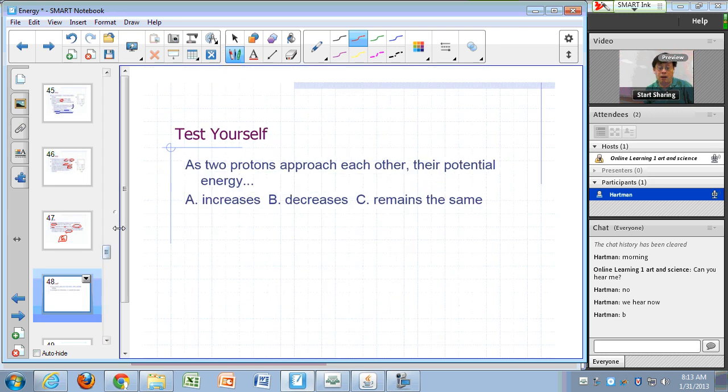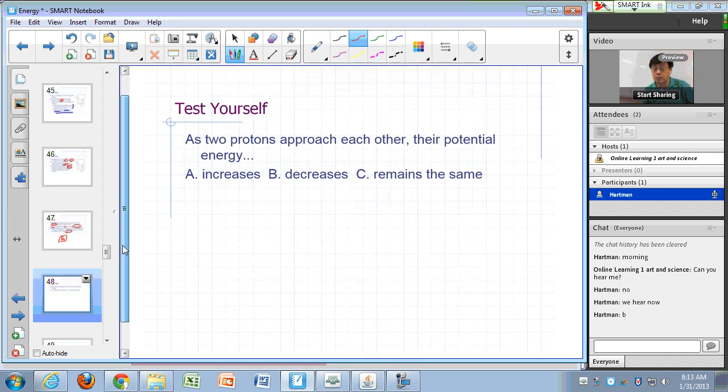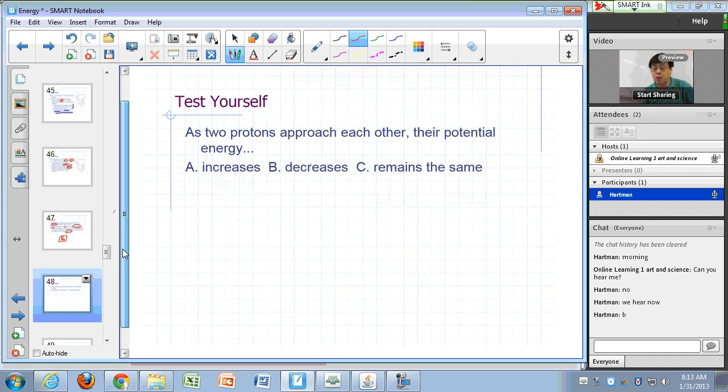All right, so let's do a quick check. We got the concepts right. As two protons approach each other, their potential energy will increase, decrease, or remain the same.